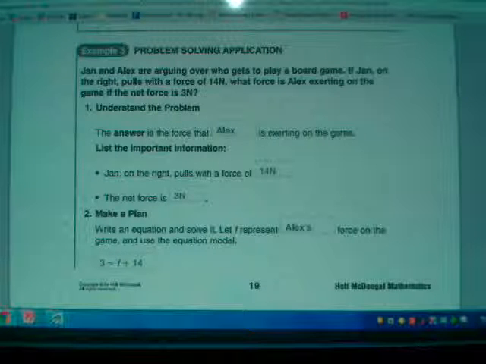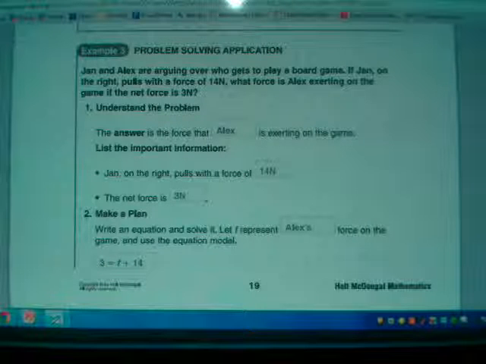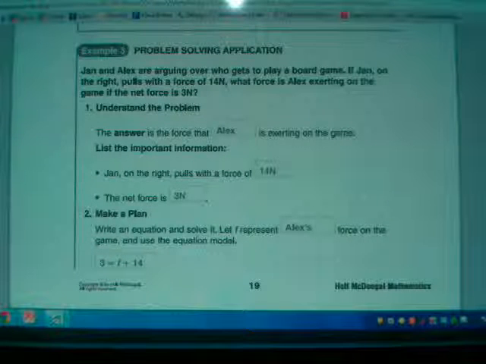Okay, here's question number 3. And in question number 3, it says, Jan and Alex are arguing over who gets to play a board game. If Jan, on the right, pulls with a force of 14N, what force is Alex exerting on the game if the net force is 3N?